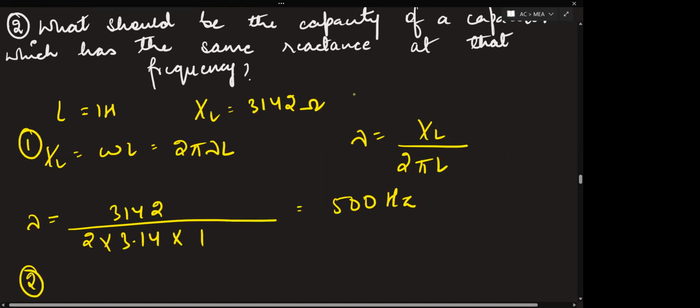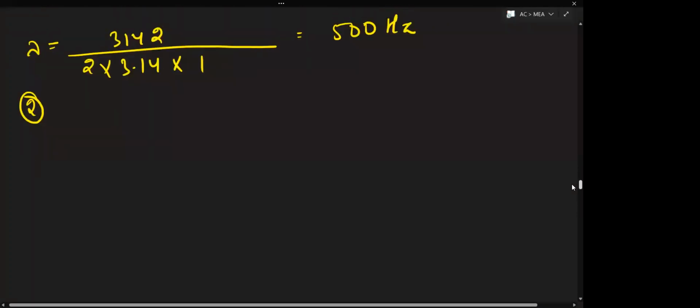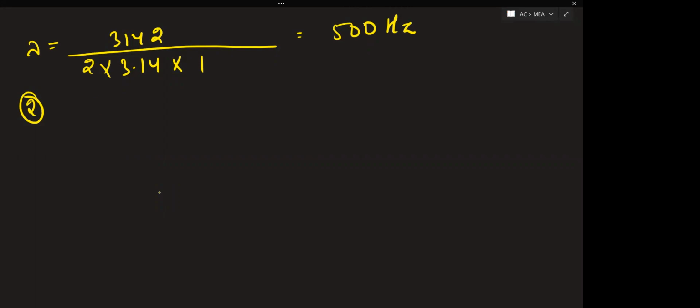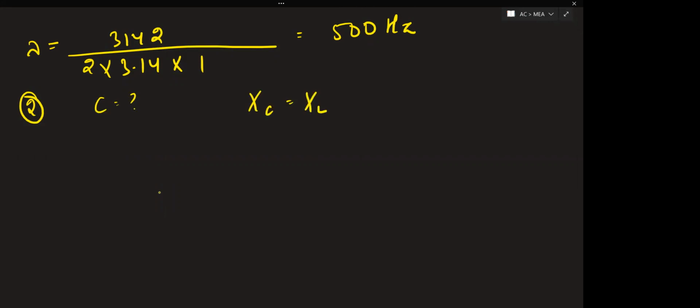Second part C is that what should be the capacity of a capacitor which has the same reactance at that frequency. Means capacitance is now unknown. C is unknown over here. It says if XC is equal to XL, then what is the value of C? So if XL is equal to XC, this is also equal to 314, this much.